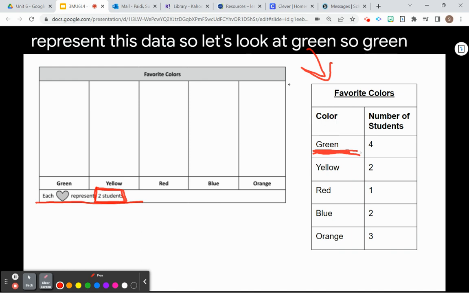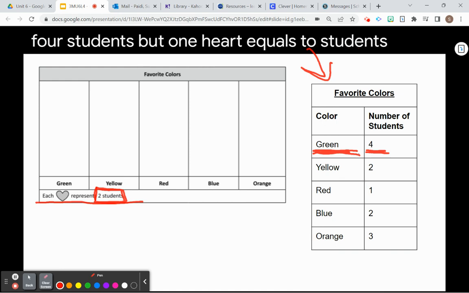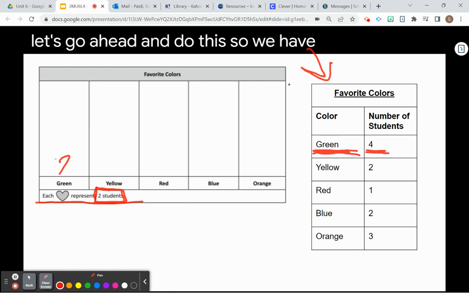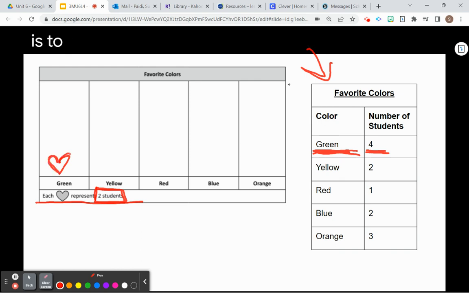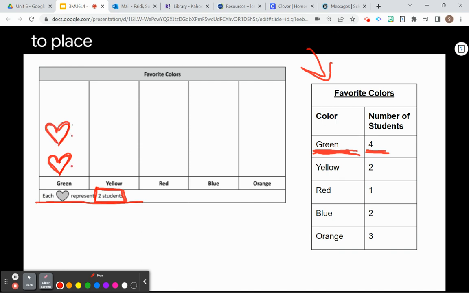So let's look at green. Green, we have 4 students who said their favorite color was green. I have to make sure that we represent those 4 students, but 1 heart equals 2 students. So we have 1 heart, that is 2 students. And if I do another heart, that is 4 students. 2 plus 2 is 4. Okay, so we did green.